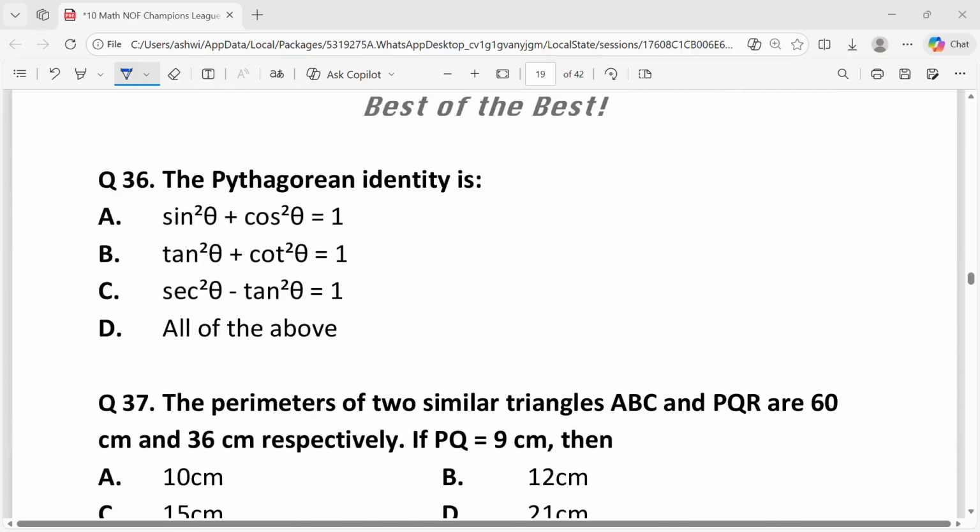Question 36. The Pythagorean identity is A, sine square theta plus cos square theta is equal to 1. The fundamental Pythagorean trigonometric identity is sine square theta plus cos square theta is equal to 1. The other options are derived from the identities tan square theta plus 1 is equal to sec square theta and cot square theta plus 1 is equal to cosec square theta. Option B is incorrect. Therefore, only option A is the correct Pythagorean identity in the standard form provided.